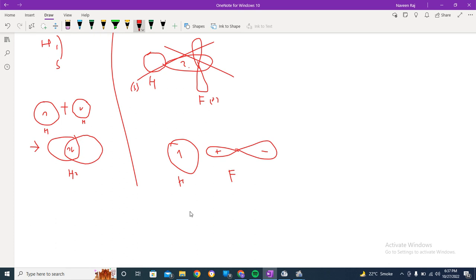Like this is a thing, so this would form like this. Is it axial or not? Yes, it is, because there is a linear axial overlap. HF is formed. HF is formed. This is how the S and P works.